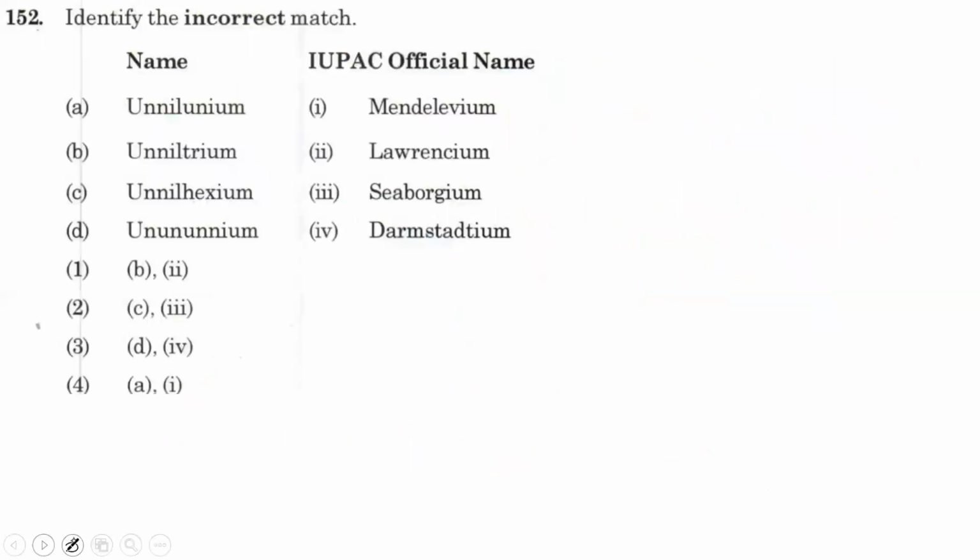Next question we'll take. Now in this question, the IUPAC name is given, and we will see regarding this. The first one is Mendelevium. Mendelevium's atomic number is 101. This 1 means un, this 0 means nil, and this 1 means un, and you have to include ium. So the name is unnilunium.